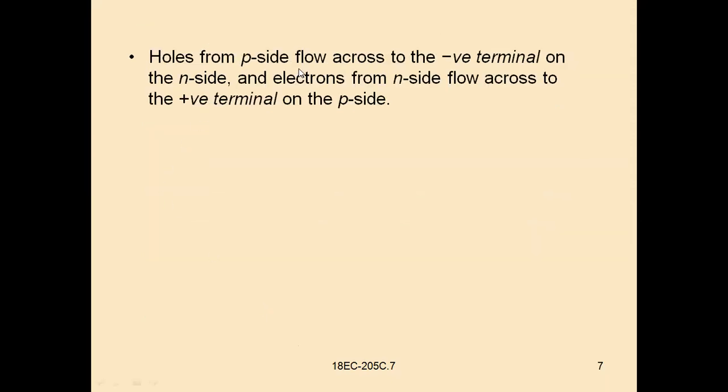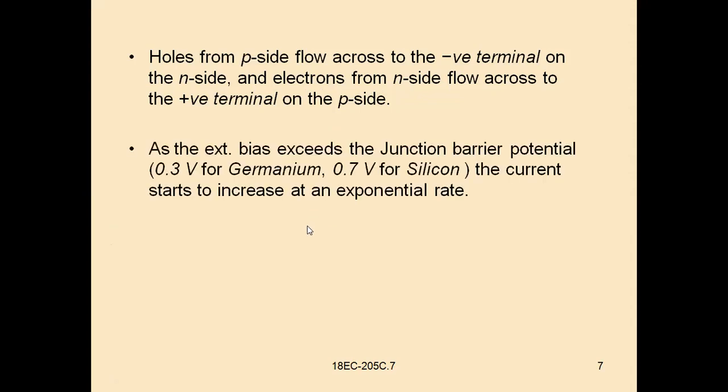Holes from the P side flow across towards the negative terminal on the N side, and the electrons from the N side flow across towards the positive terminal on the P side. As the external bias exceeds the barrier potential, which is 0.3 volts for germanium and 0.7 volts for silicon, the current starts to increase at an exponential rate.